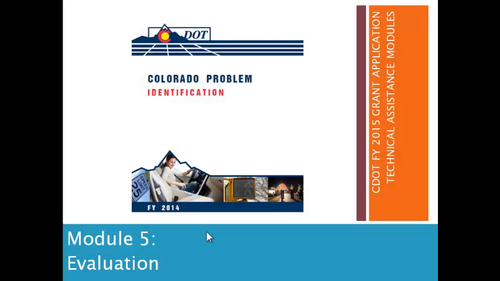Welcome to Module 5, Evaluation of the CDOT Fiscal Year 2015 Grant Application Technical Assistance Modules. During this module, you will learn how to fill out the evaluation section of your CDOT grant application. Hopefully you've watched the other 4 modules that have walked through the earlier sections of the grant application, including problem identification, project rationale, and developing goals, objectives, and activities. Like the other modules, we're going to continue our example of Fake County and walk through how we're going to develop the evaluation that accompanies the goals, objectives, and activities that we develop during Module 4.